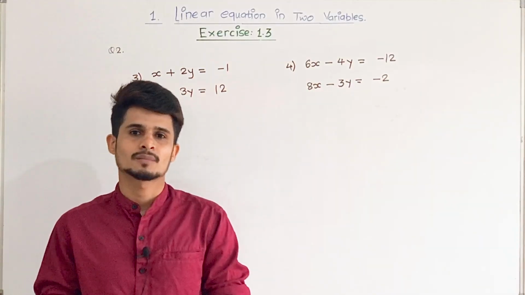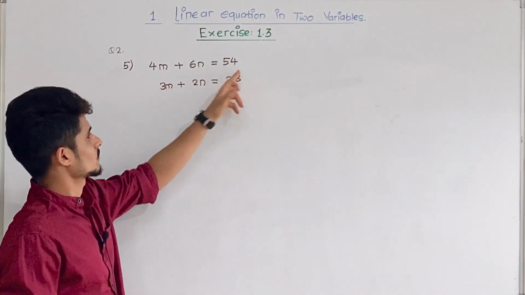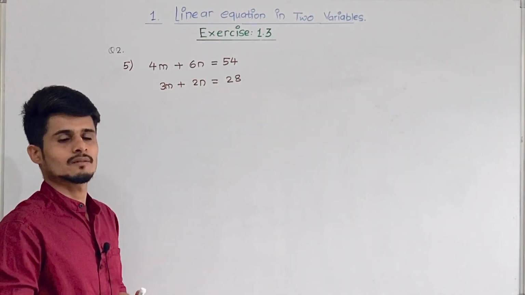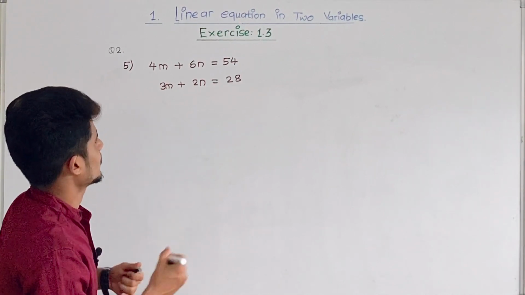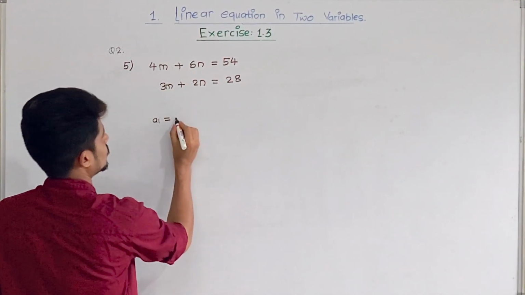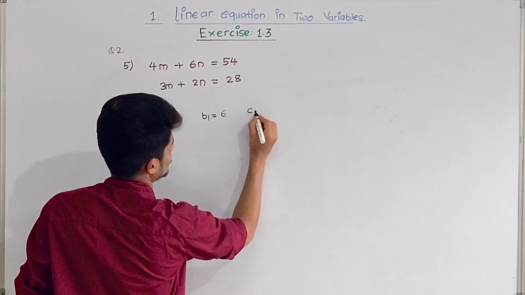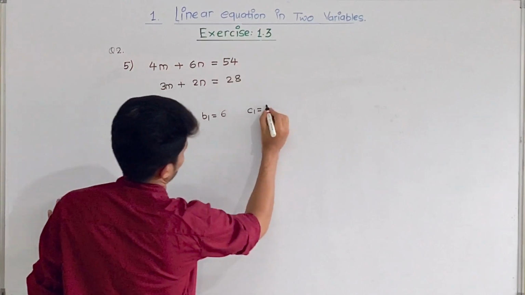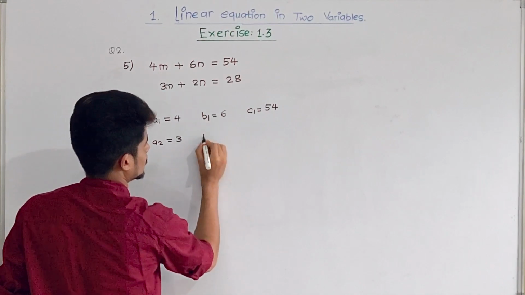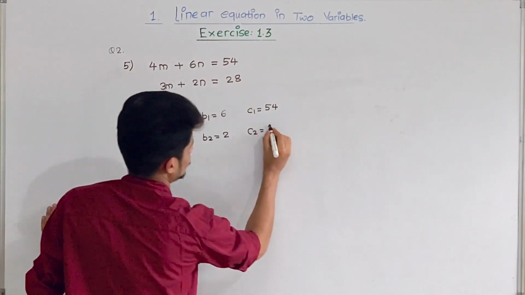So now we'll see question number 5. So this is question number 5. 4m plus 6n is equal to 54. 3m plus 2n is equal to 28. Firstly, we'll write the values of a1, b1, c1 and a2, b2, c2. So the value of a1 will be 4, b1 will be 6 and the value of c1 is 54. Similarly, the value of a2 will be 3, b2 will be 2 and c2 will be 28.